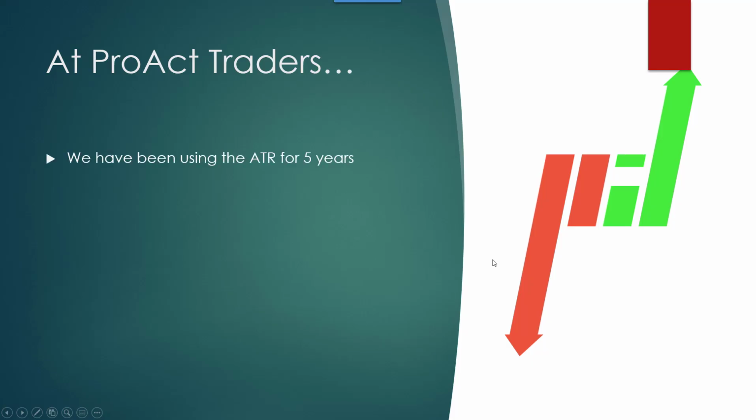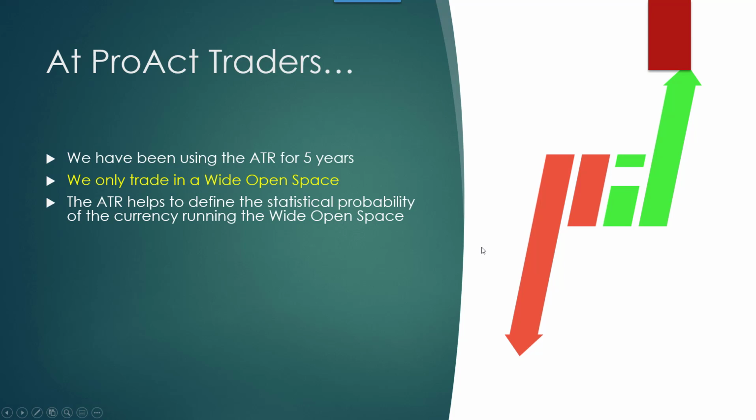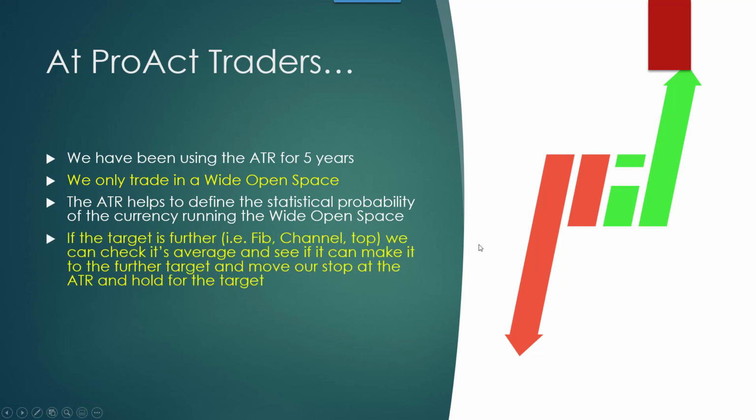So we have been using the ATR for 5 years, but we only trade it in a wide open space. The ATR helps to define the statistical probability of the currency running that wide open space. Now, if the target is further, let's say we have a fib or a channel or a top or a bottom, something like that, we can check its average and see if it can make it to the further target, move our stop at the ATR when it hits that, and then hold for the further target.